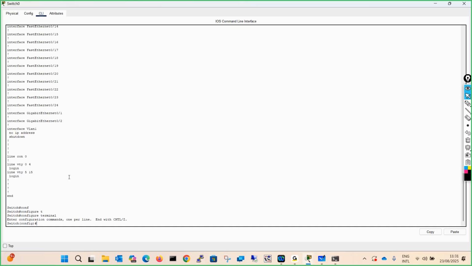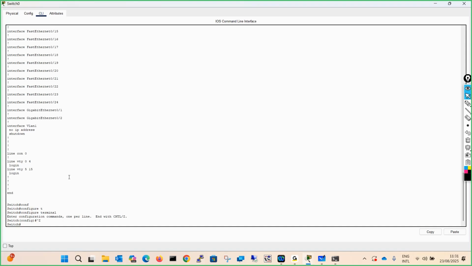Now if you want to move from one mode to another mode, one way is exit. We have seen exit, right? If you give exit, this will take you one mode back. And there is something called control Z. From control Z also you can come back, either control Z or exit.